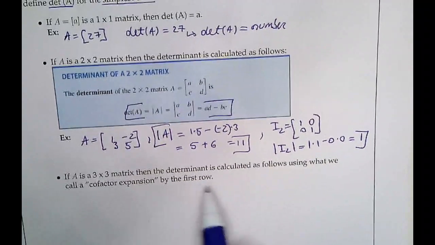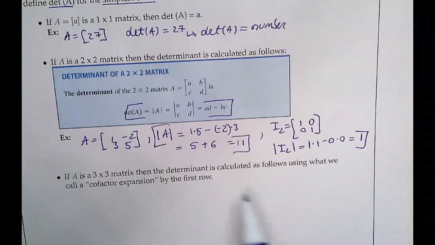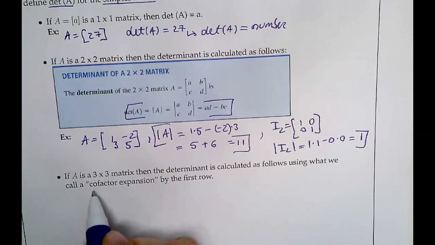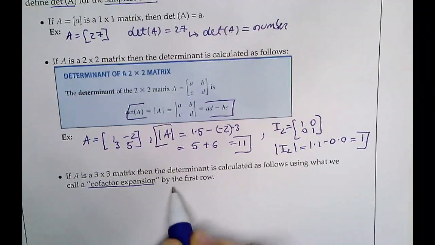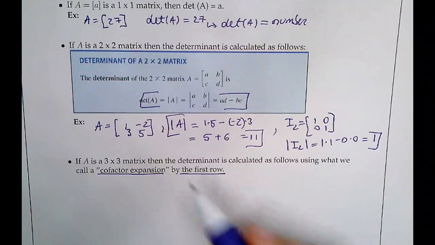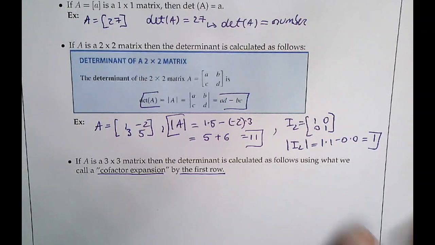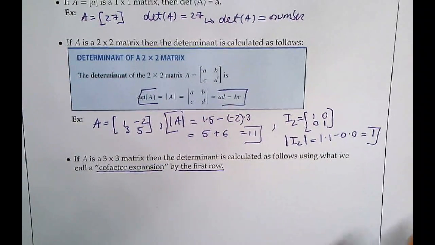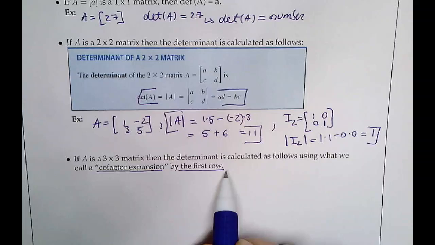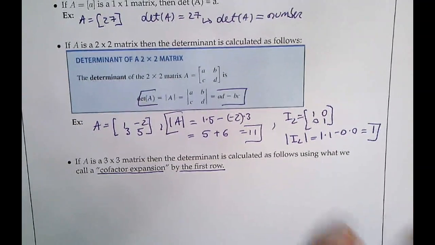Now, if I have a 3 by 3 matrix, then the determinant is going to be calculated using what we call a cofactor expansion. And we can do this cofactor expansion by either the first row or the first column, or so basically by any row or by any column. But we'll see that we can choose by what row or column to do the expansion wisely. We'll see in an example.